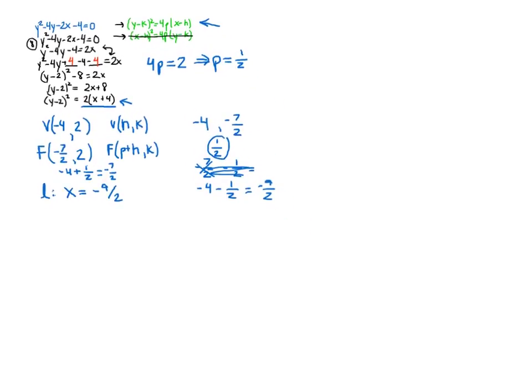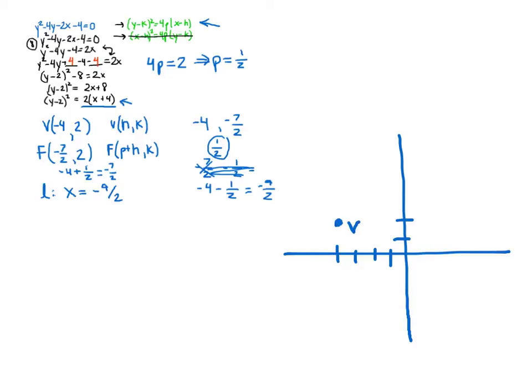So if we make some space, our graph is going to look like this. Let's plot the vertex. We have -4 and then 2. That's our vertex. Our focus is -3.5, 2, so it's going to be right about there. We'll make it red. So our focus is in red.